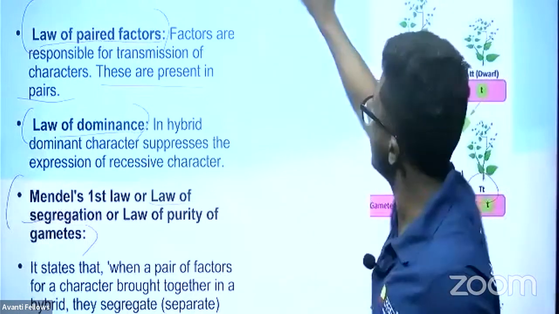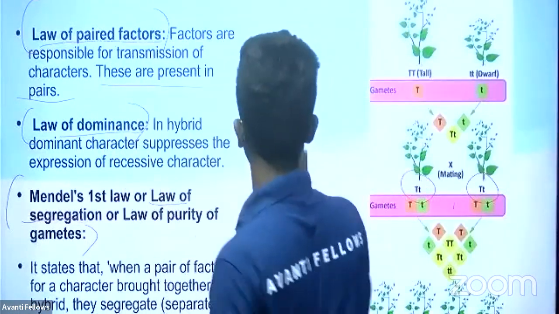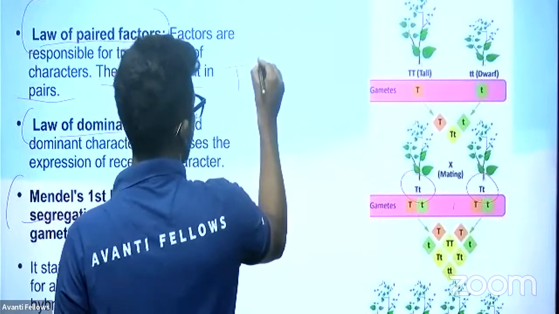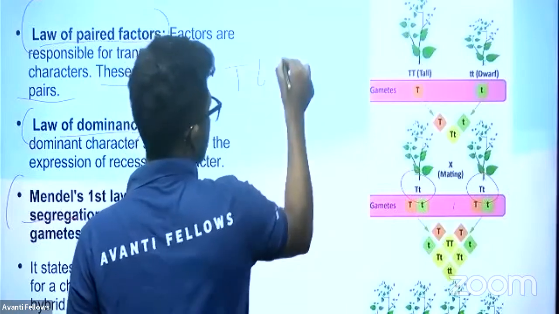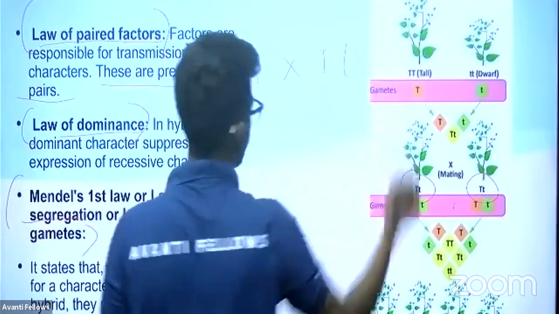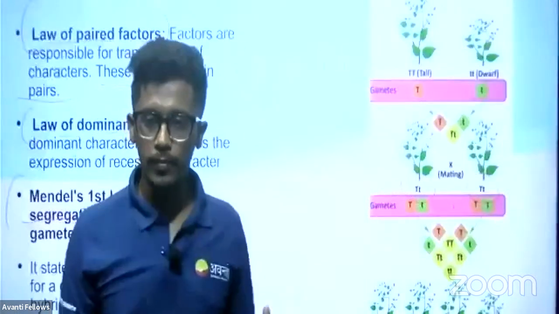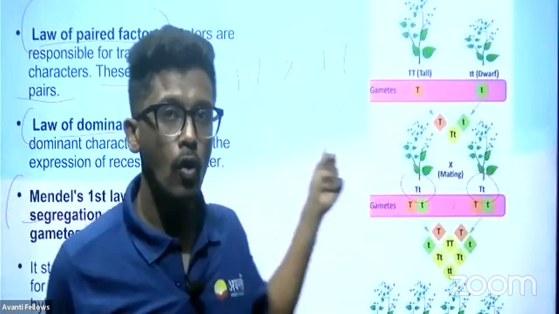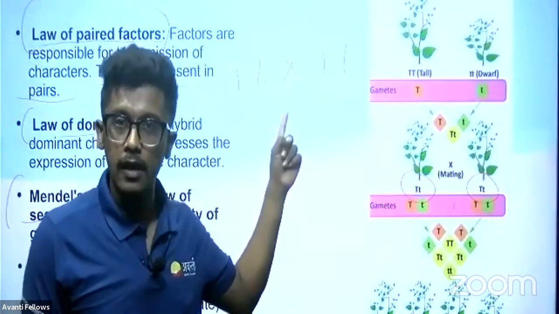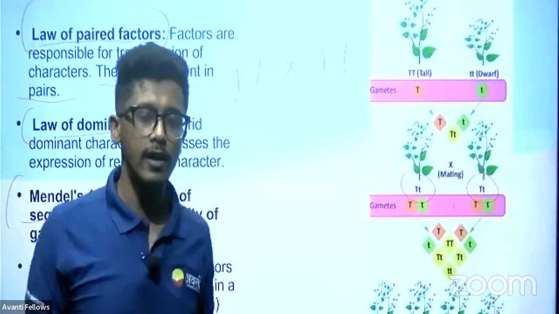So what does it say? It says that whenever alleles are in heterozygous condition, so we took capital T, small t, correct? And then we crossed with capital T and small t. When we did that, what happened? Even though in a heterozygous condition we had dissimilar alleles, we have a capital T and small t, and a capital T and small t. Both are dissimilar, they were in a heterozygous condition.